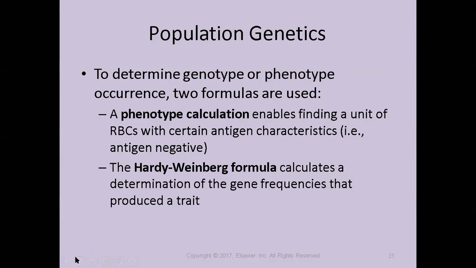So next, we're going to briefly get into some studies of population genetics. Population genetics are used to determine the genotype or phenotype occurrence in a population, and we have to use two formulas. First, we use a phenotype calculation, which enables us to find a unit of red cells that has certain antigen characteristics, meaning perhaps antigen negative. Okay, and so why would we want to do this?